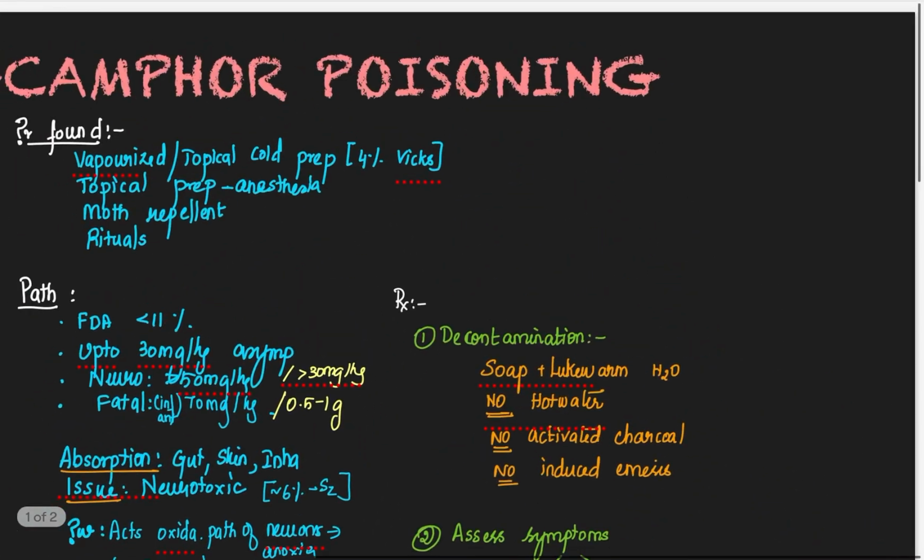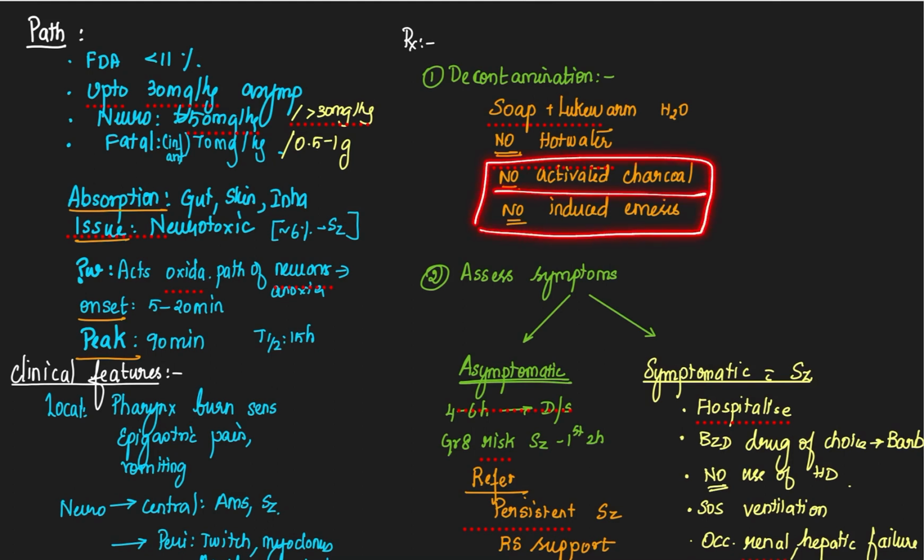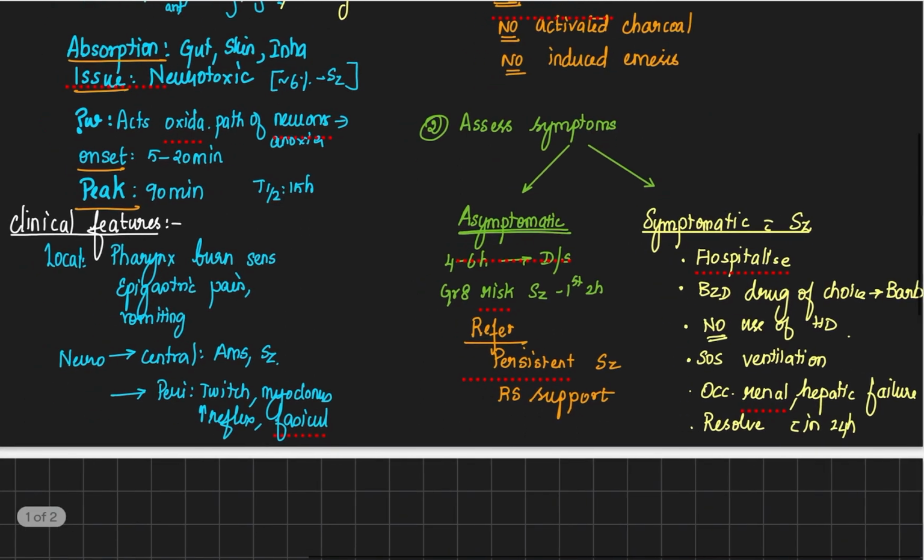So, if this patient is going to come, what is the treatment you're going to do? If it looks like the child has absorbed through skin, a lot of camphor applied all over the body sort of thing, then you need to decontaminate. Use soap plus lukewarm water. This lukewarm part is again important. Why is it important? If you use hot water, you are going to dilate all your skin blood vessels. So if it is going to dilate, a lot of absorption is going to happen, which is what you're trying to avoid, right? So always use soap plus lukewarm water. Don't use hot water. No activated charcoal and don't induce emesis. Important.